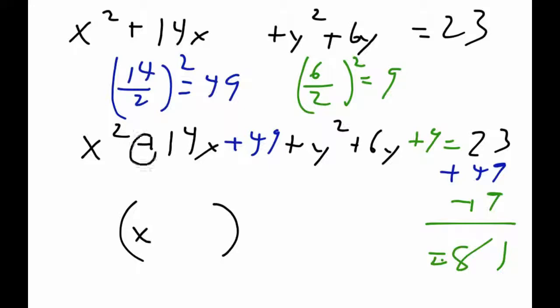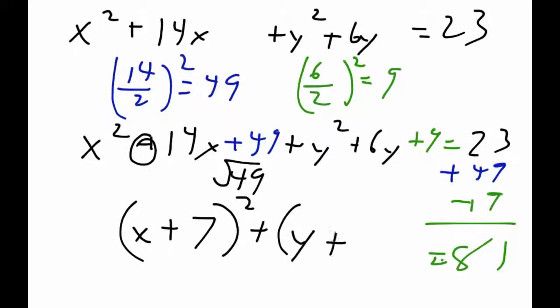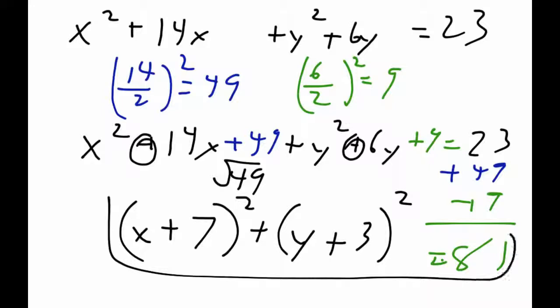So I got an x, and I got a plus, and the square root of 49 equals 7. Plus a y, a plus, the square root of 9 is 3. And so this is my answer.